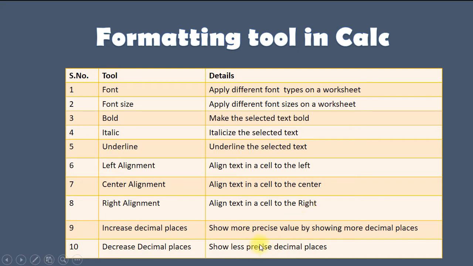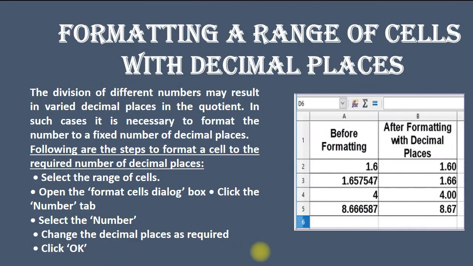And increase decimal places, it shows more precise value by showing more decimal places. जितने भी required number of decimal places अगर आपने देने तो you make use of decimal places. Then decrease, similarly if you want to make the number of decimal places less, you can make use of decrease decimal places. Then the next slide is formatting a range of cells within decimal places.